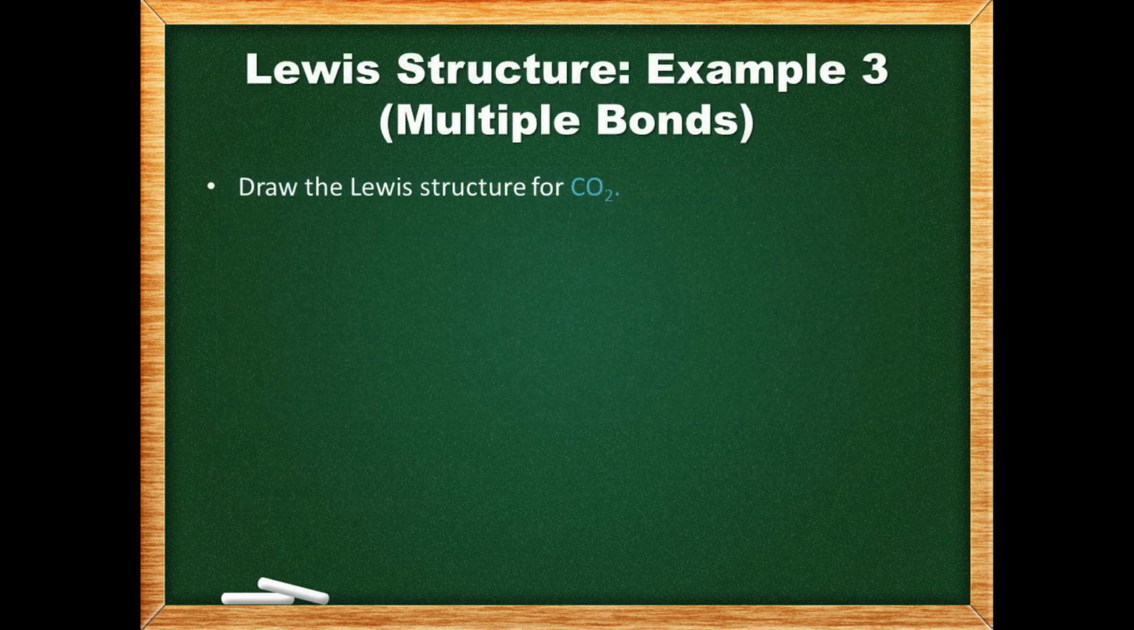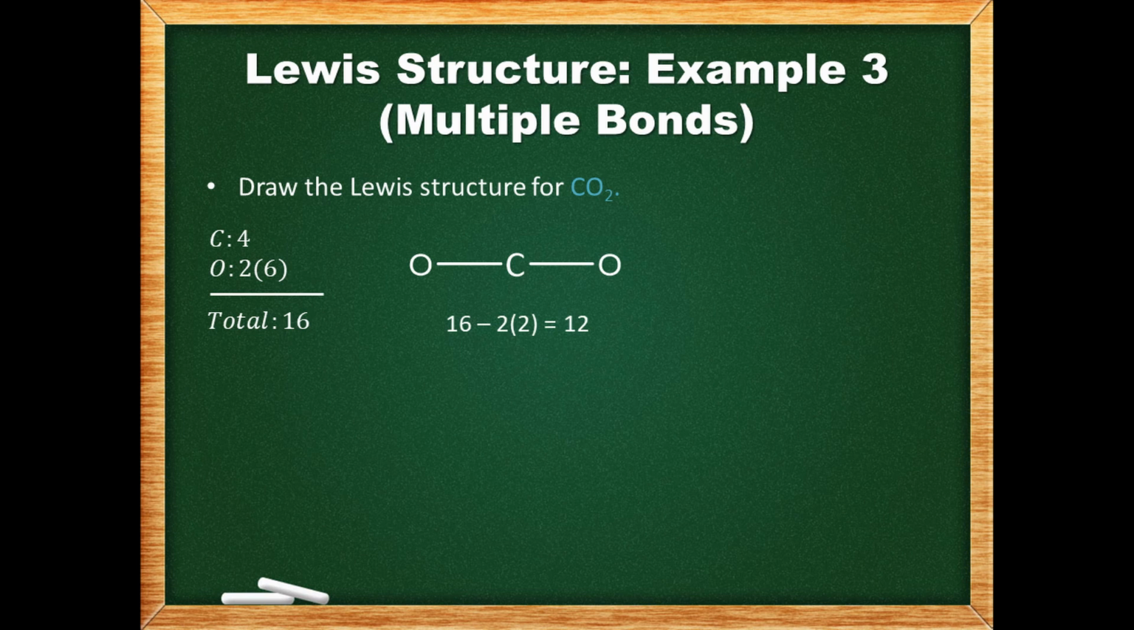For our third example, we'll draw the Lewis structure of carbon dioxide. We get a total of 16 valence electrons and then proceed to draw the skeleton with carbon as the central atom. Only 2 bonds are needed to draw this, so we have 12 electrons remaining. However, we need 6 electrons to complete the octet of each oxygen atom and 4 electrons to complete the octet of the carbon atom, which is 16 electrons in total. We don't have enough electrons to complete the octets in this structure, but neither carbon nor oxygen is an exception.